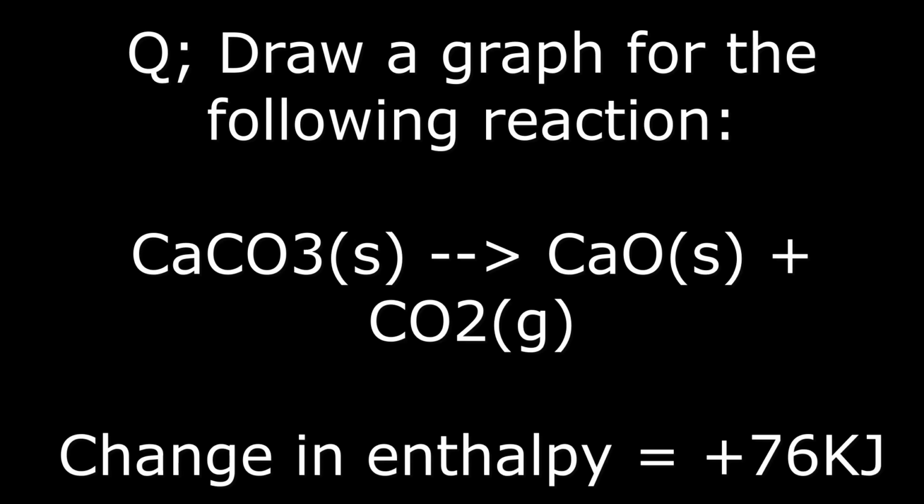Now moving on to the homework. Today I'll only give you one question, and it is: draw a graph for the following reaction. You have calcium carbonate breaking down to form calcium oxide and carbon dioxide. The change in enthalpy is 76 kilojoules.